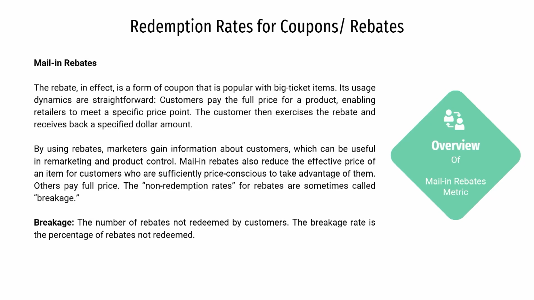Once they understand that there will be a rebate, the effective price is calculated accordingly. Let us say the rebate is 10% and the person is paying 100 rupees upfront. They know that at a later point of time they will be able to reclaim 10 rupees. So, the effective price for the person becomes just 90 rupees. All others who are not redeeming the rebate pay the full price. The non-redemption rate for rebates is sometimes called the breakage.